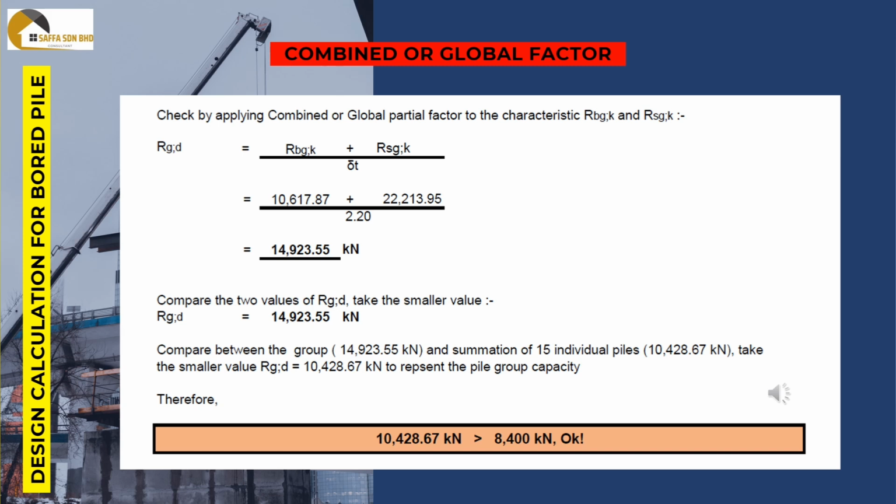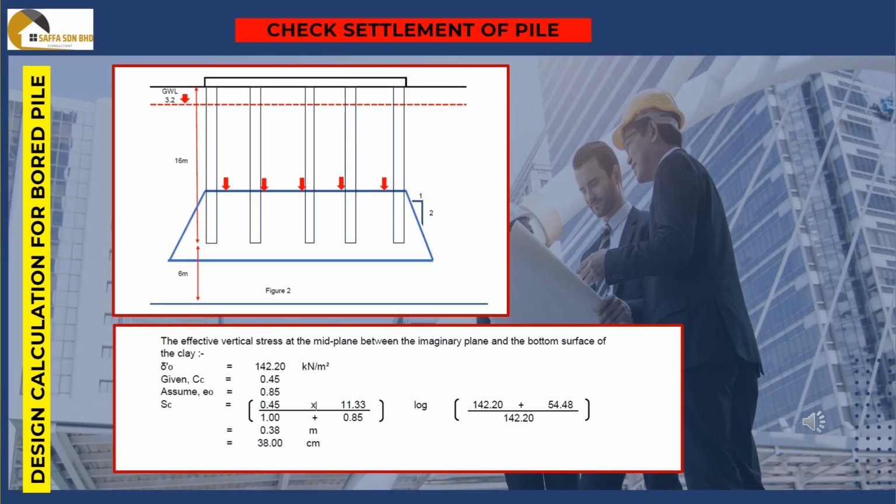Finally, we check for the settlement of the design pile. We get the total settlement is 38 cm, which exceeds the allowable settlement. The allowable settlement is 50 mm.